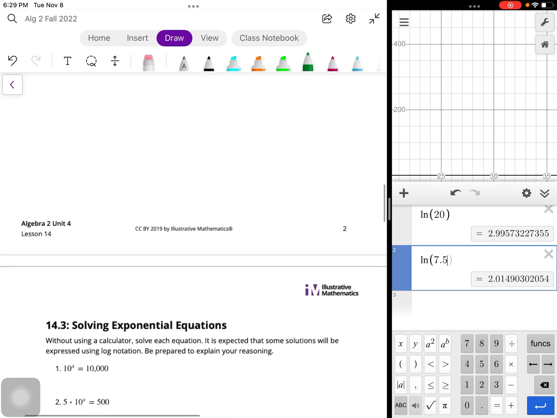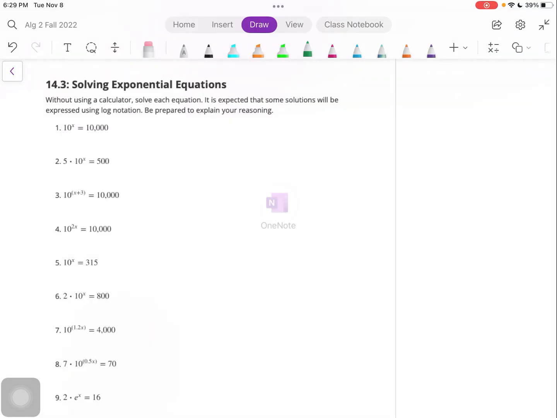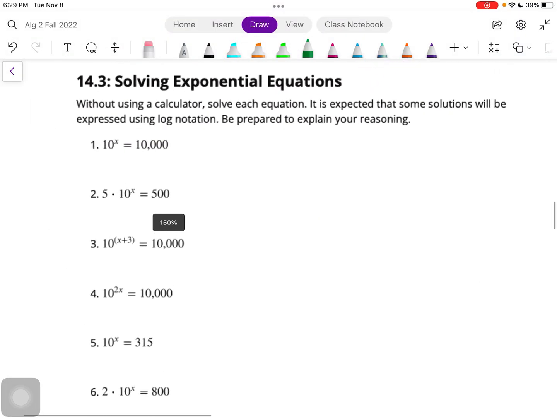All right, let's take a look at the next piece, solving exponential equations. So we are going to solve each of these equations without using a calculator. You might need to express some of them with log notation, and that's totally fine. Since we're not using the calculator, I'm going to get rid of that and make these a little bit bigger.